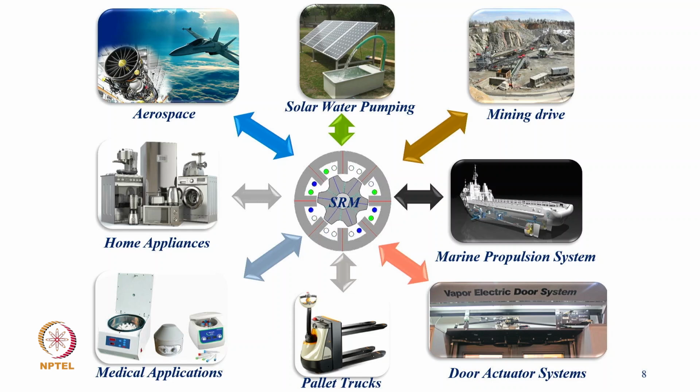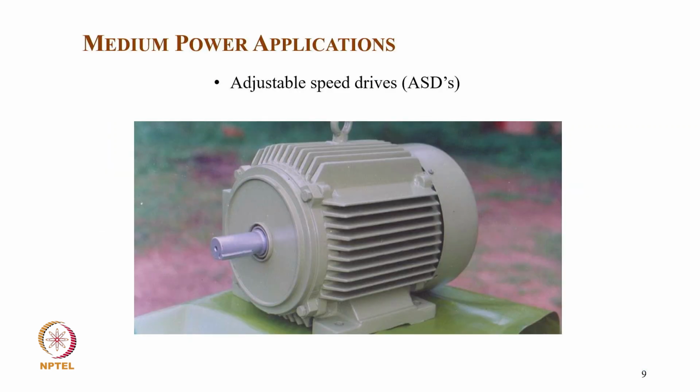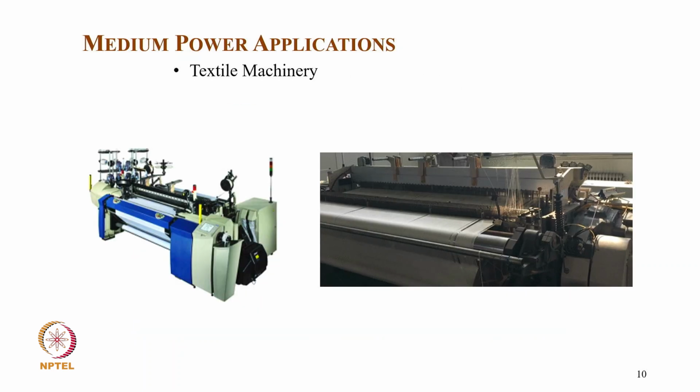These are the applications, starting from aerospace, solar water pumping, then mining, marine propulsion, door actuators, collectors, medical applications, and home appliances. And you can see the basic principle through this animation of how the motor moves with excitation for some duration. Normally one phase is excited, but during the commutation period, sometimes 2 phases are also excited.